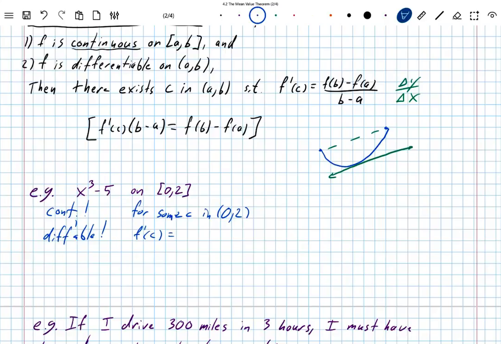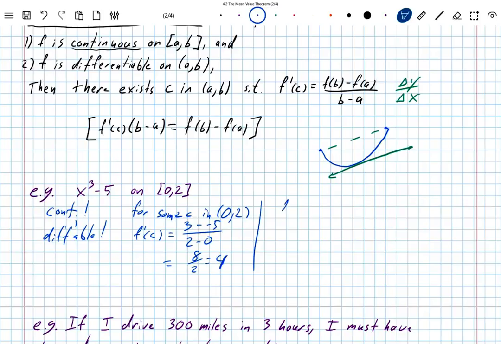I need to figure out what that is. I'm going to plug in 2, so I get 8 minus 5, which is 3. I'm going to plug in 0, and I get minus 5, all over 2 minus 0. Or in other words, 8 over 2 is equal to 4. Okay. That's that average rate of change. Let's go ahead and see if we can find that particular c. Or maybe there might even be more than one, but we'll find one of them.